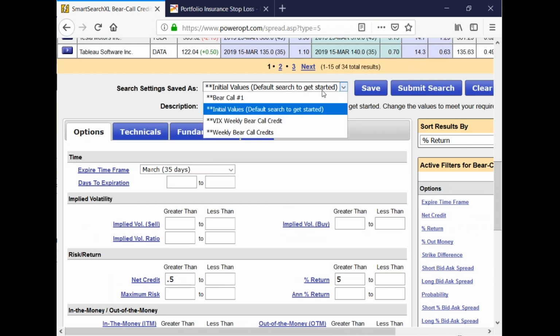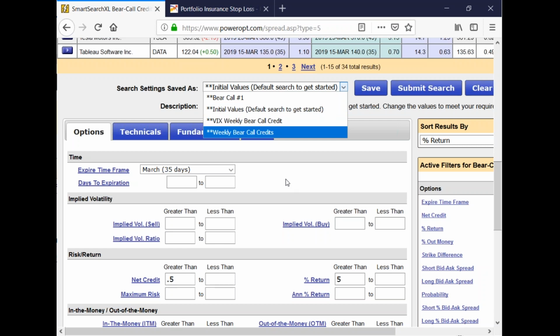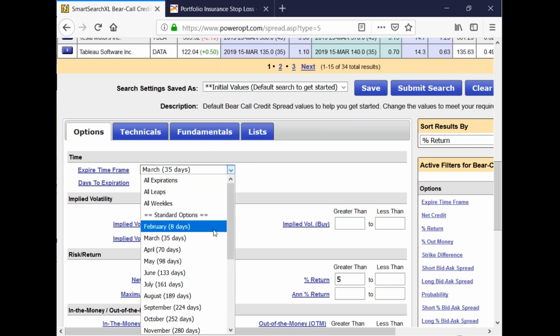Now we have tools to get you started. Here's that initial values. It's a default set of criteria, a starting point Ernie and I might use if we were interested in trading monthly bear call spreads that expire 1 month out in time.